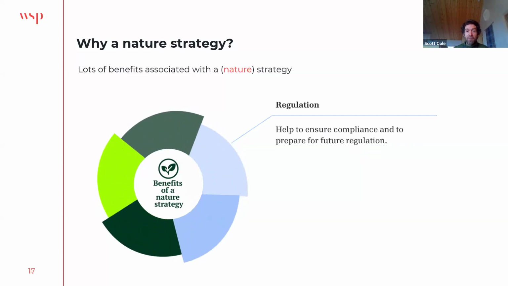And then, of course, there's regulation. You want to avoid penalties. That's obvious. That can be costly. But also you might have to report on this stuff. That's another kind of regulatory driver. And I wanted to flag also the idea that there's always future regulation, right?